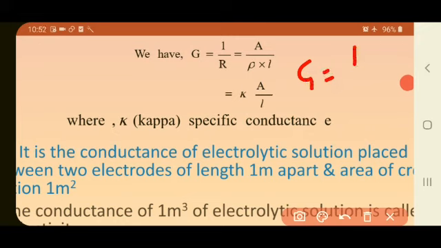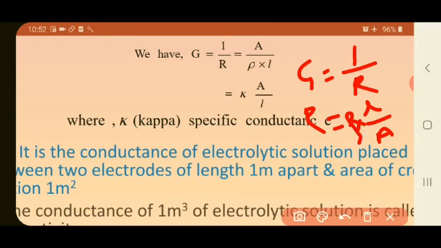G is equal to 1 by R. What is R equal to? R is equal to L by A into rho. So rho into L by A is R. When we take the opposite of this, A will come up and rho into L will come in the denominator. So now this 1 upon rho is considered as K, that is kappa, which is also called the constant, that is specific conductance.